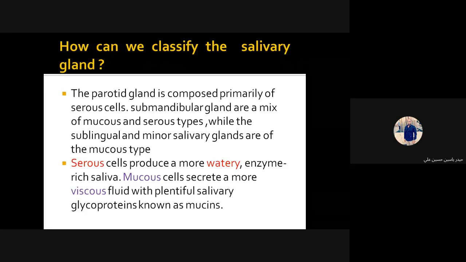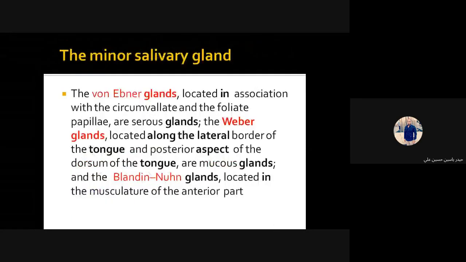Even in the mucous cells, they give more vesicles, while the serous gives more watery saliva. Notice the difference between the type of the saliva and the type of the cells, that is, the type of the cells and the secretion of the saliva.